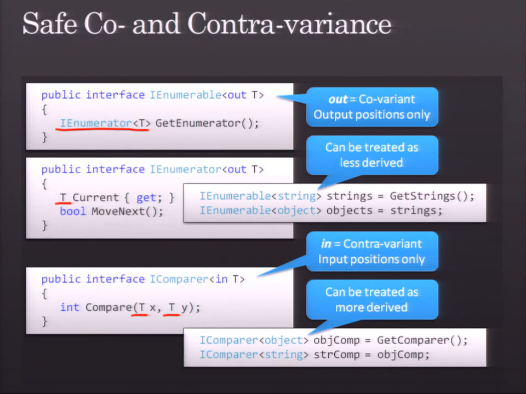We can treat type arguments in that position as being more derived and safely do so. So let's say, for example, we have a thing that can compare objects. Well, it would be perfectly safe to store that as a thing that compares strings because strings are objects, right? But again, it would not have been safe if this thing were to return elements because it might return things that aren't strings. So that's sort of, in a nutshell, what contravariance looks like in C# 4.0.